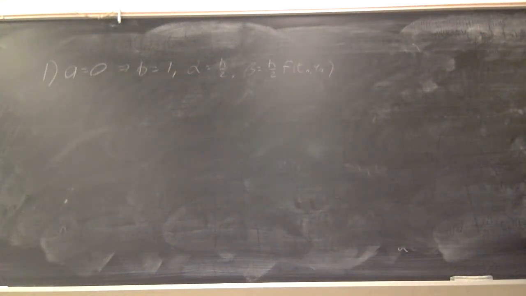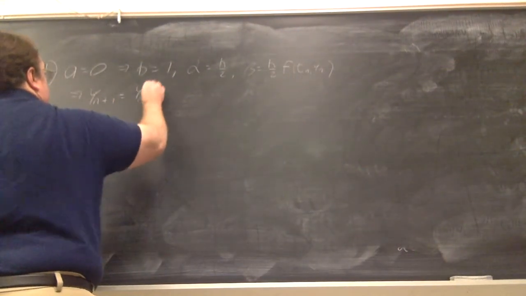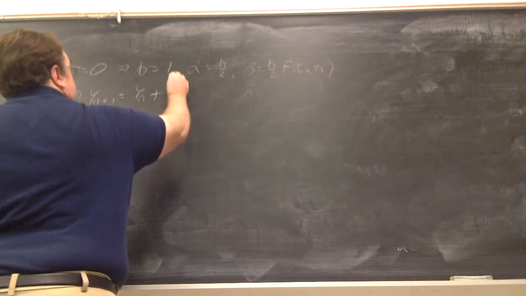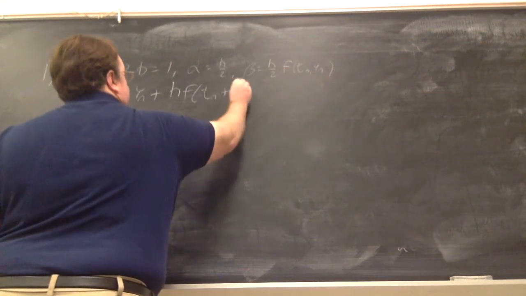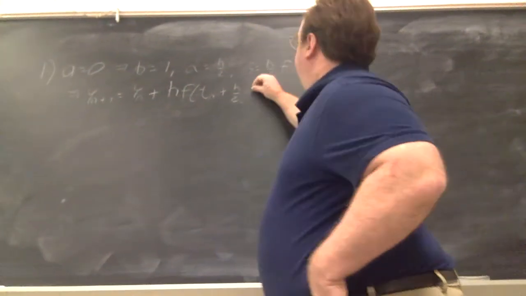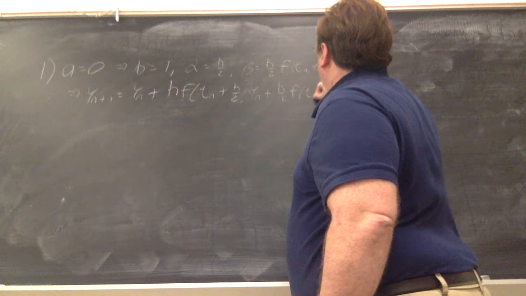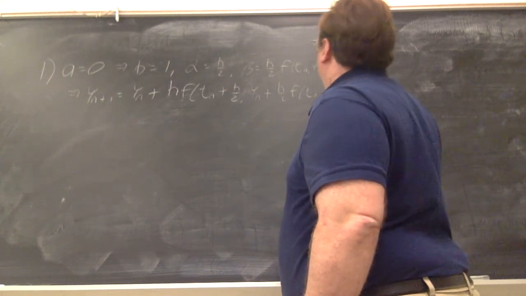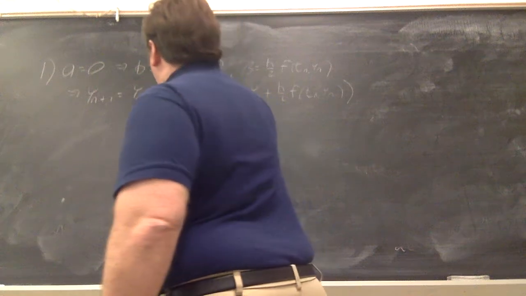So now when we go back to the original form of a method that I had in mind, this is what we get. Y n plus 1 is equal to y n plus h f of t n plus h over 2, that's alpha, and then y n plus h over 2 f of t n, y n. So this is a second order accurate method. It is called the midpoint method.